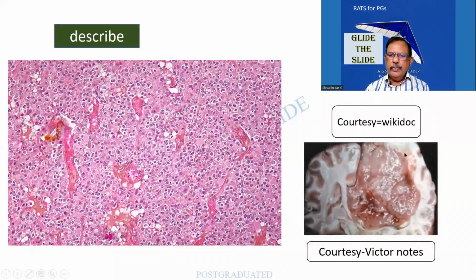And grossly, this would be the appearance, thanks to Wikidoc, the site for Victor notes. I find that there is a large tumor which is quite fleshy, myxoid, solid, but there can be areas of cystic degeneration also, better circumscribed than the astrocytoma.